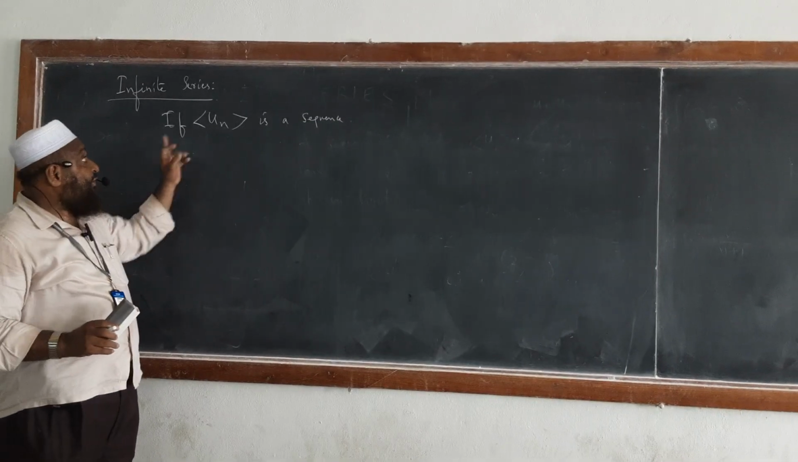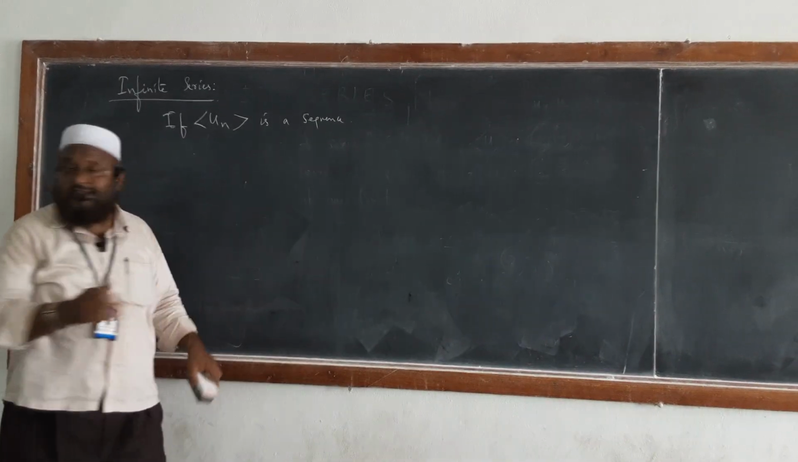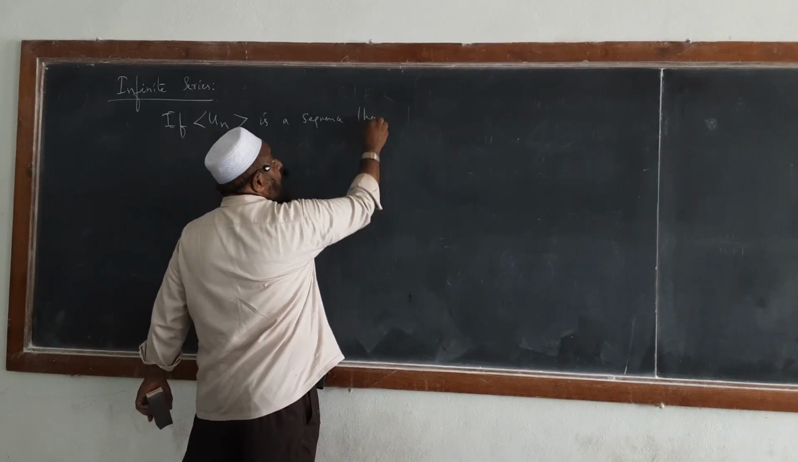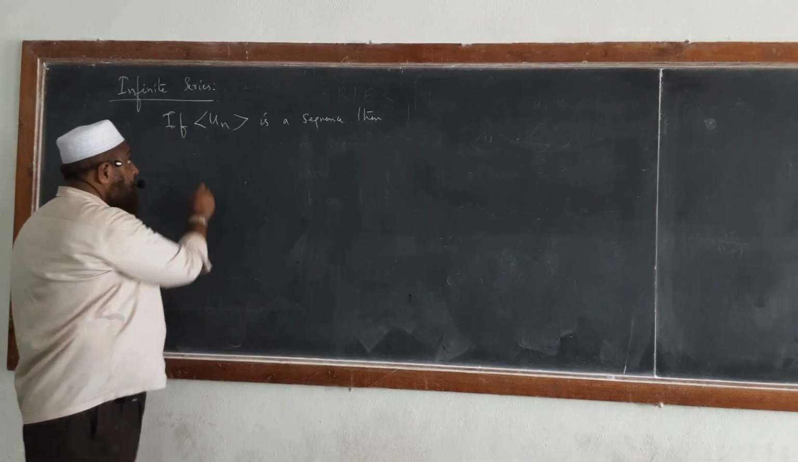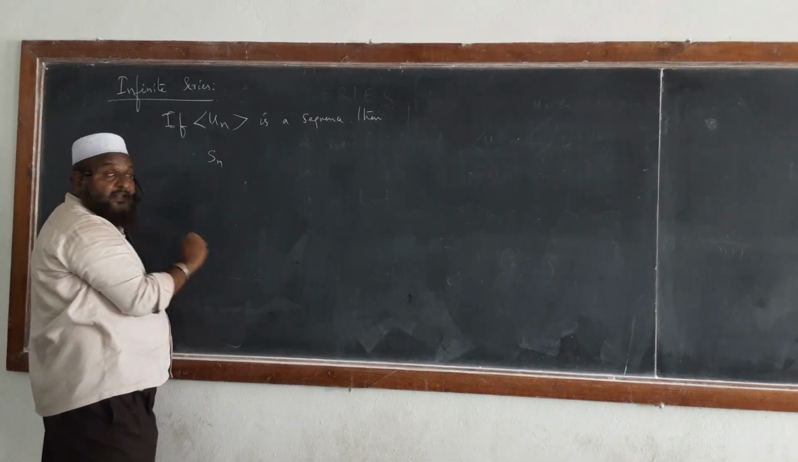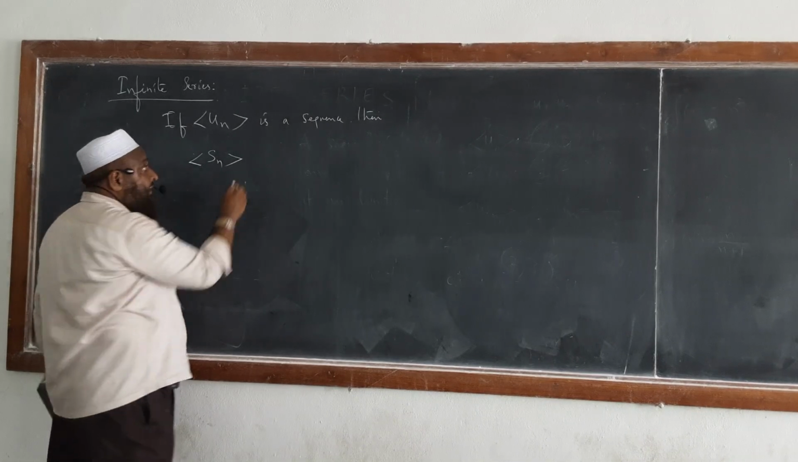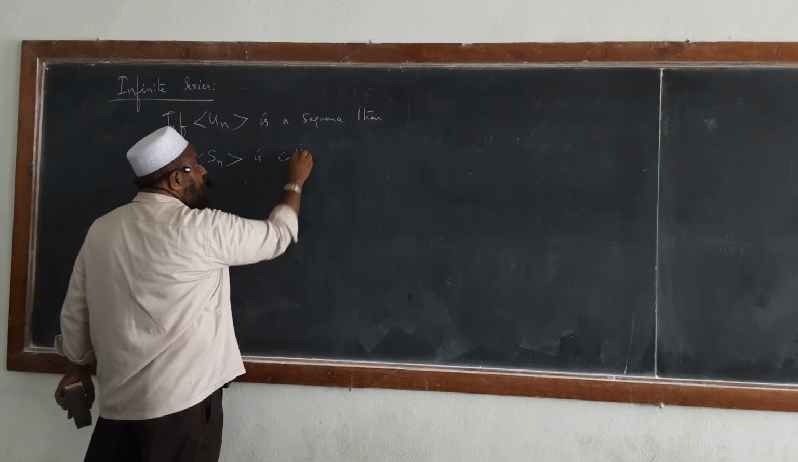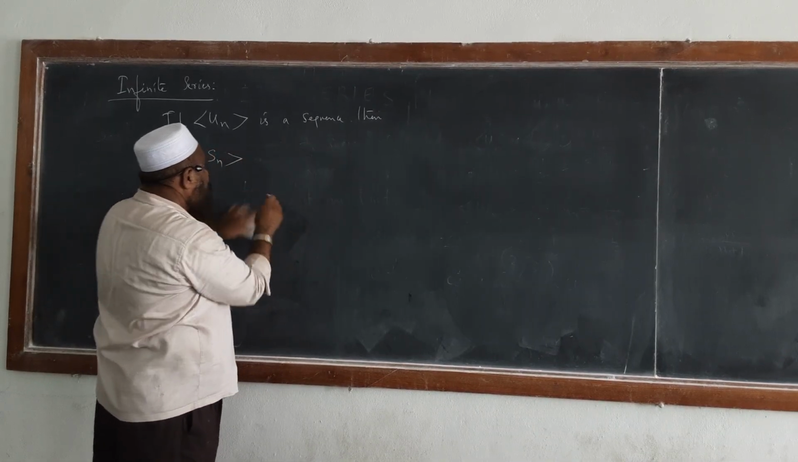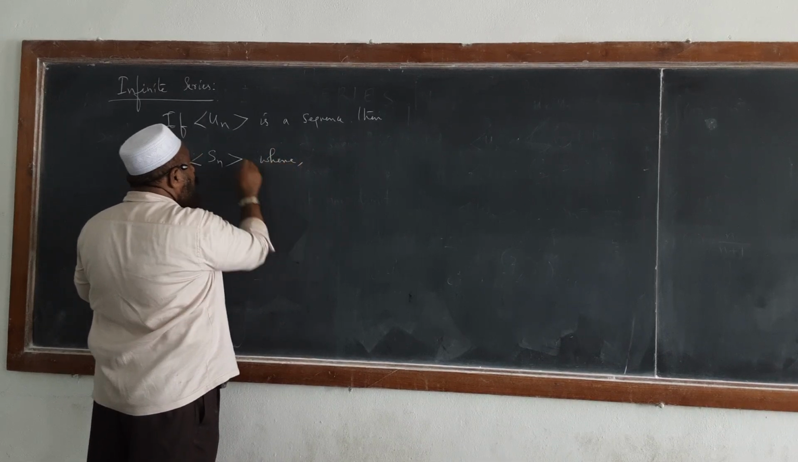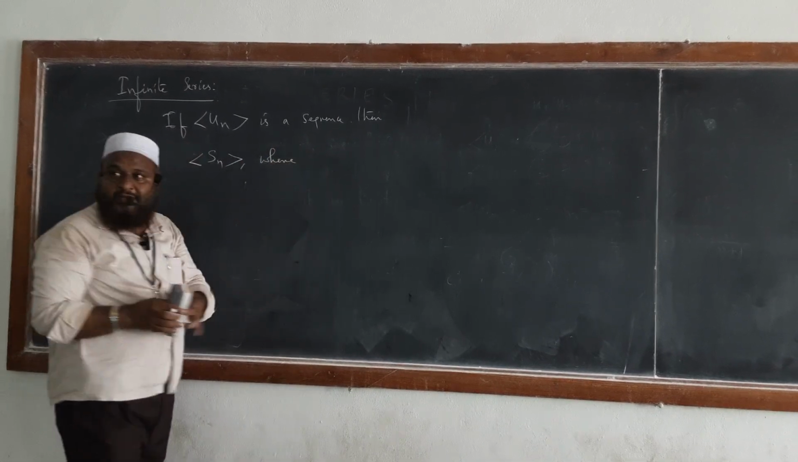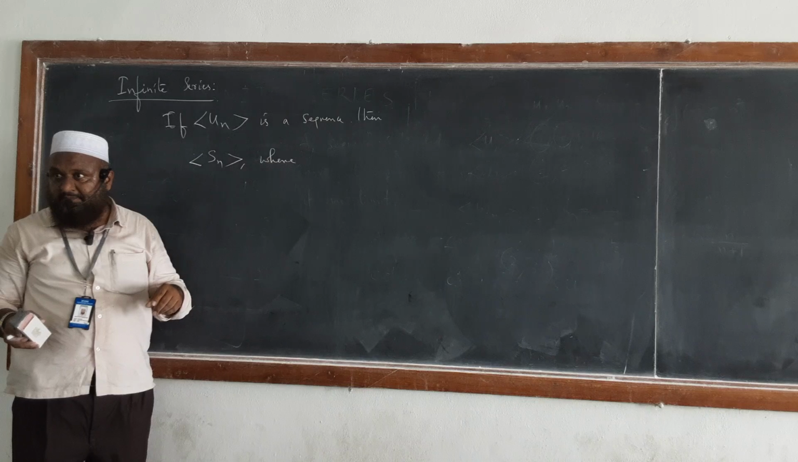Back to the point, if un is a sequence, then Sn, carefully see, Sn, this bracket is again a sequence, where now the question arises very simply: what is this Sn and un relationship?